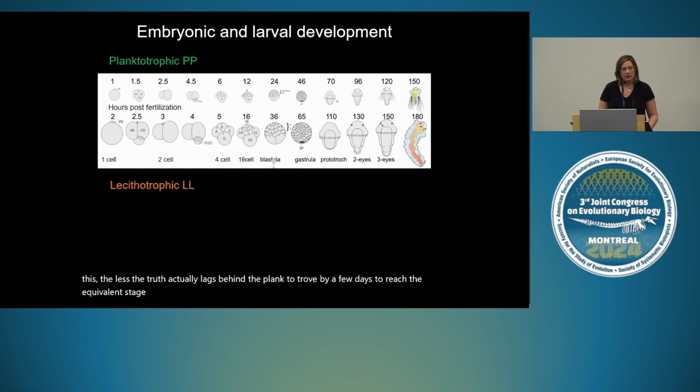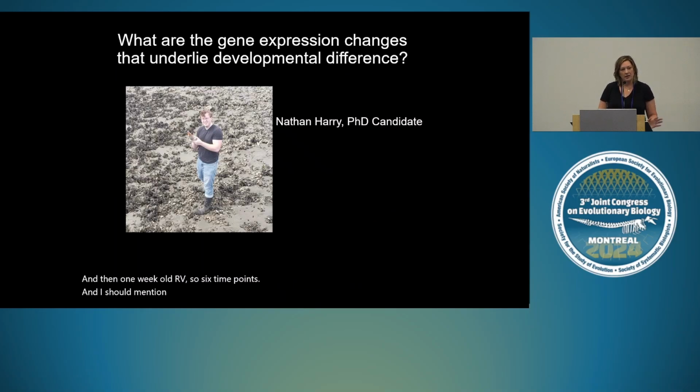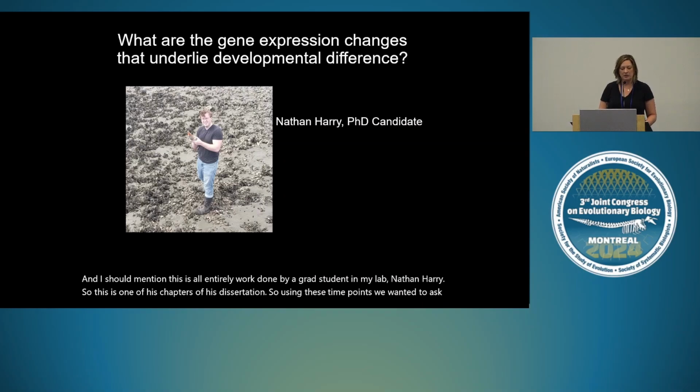So what we wanted to do is look at how gene expression changes during development. We picked 6 equivalent time points: the 16-cell stage, blastula, gastrula, this prototroch stage, swimming larvae, where you can again see these morphological differences, and then 1-week-old larvae. I should mention this is all entirely work done by a grad student in my lab, Nathan Harry, so this is one of his dissertation chapters. Using these time points, we wanted to ask, what are the gene expression changes that underlie developmental differences?